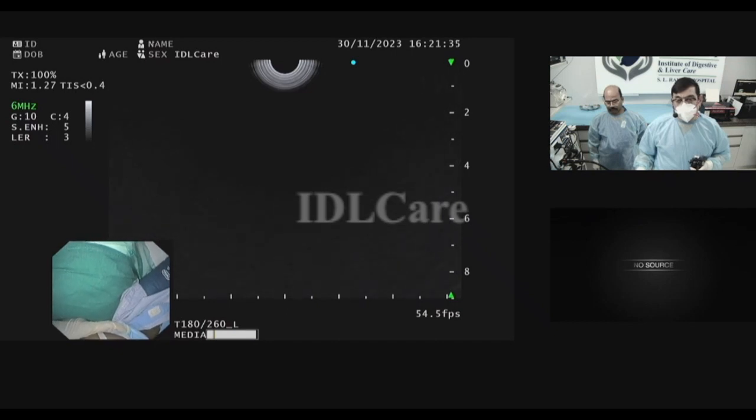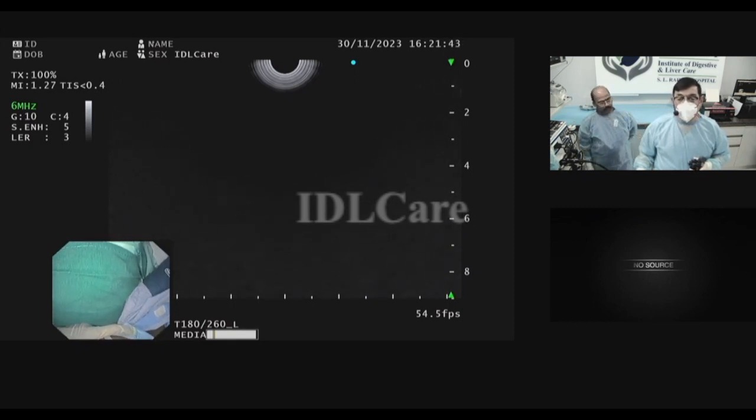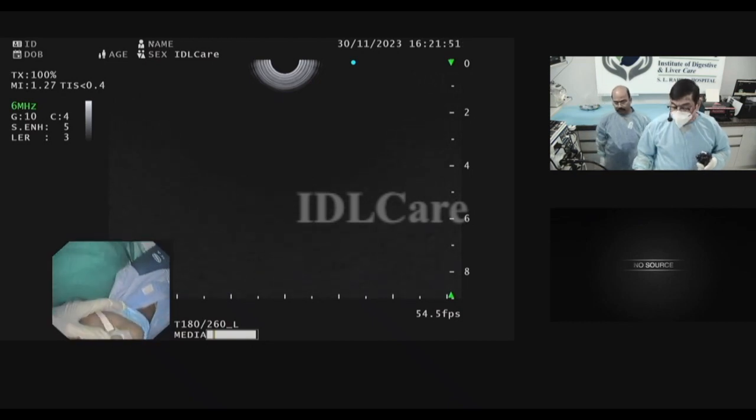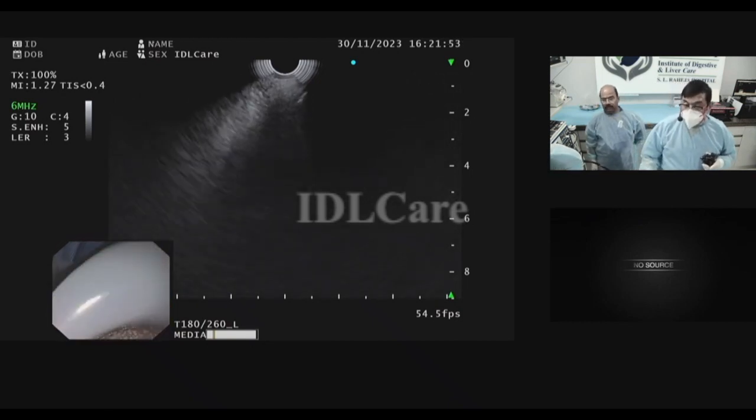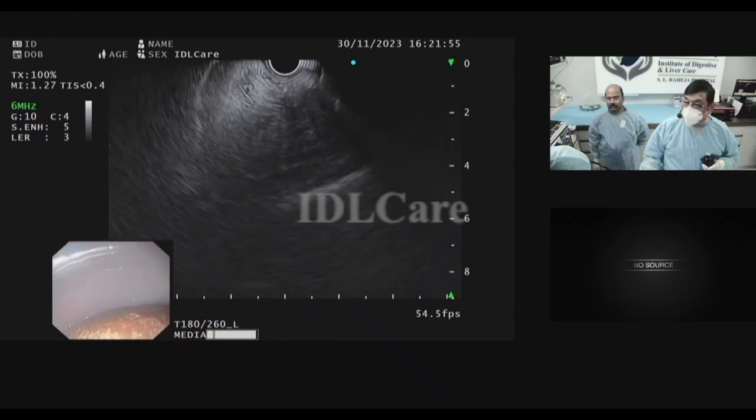Now she comes back again with complaints of pain. On CT scan, the stent is not there, it has migrated, and there is possibility of another CBD stone as the CBD is dilated. So we will start as we started before. So I will show you.